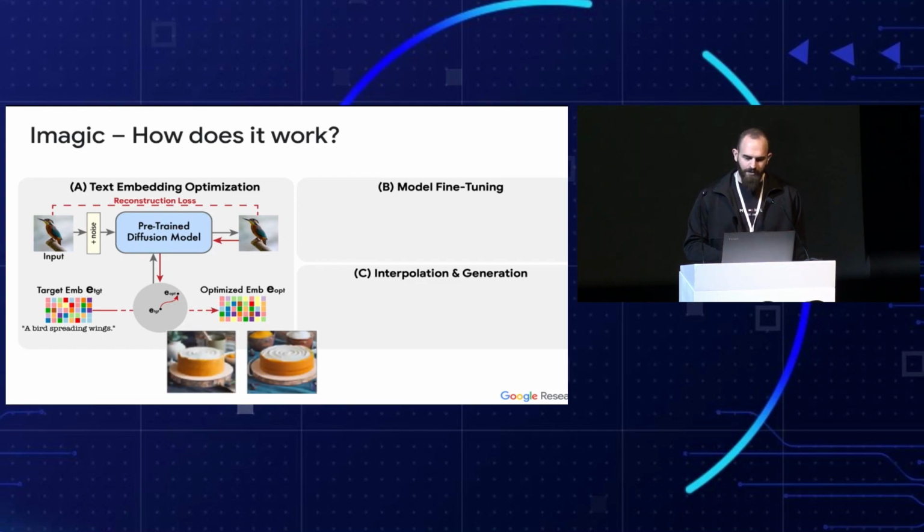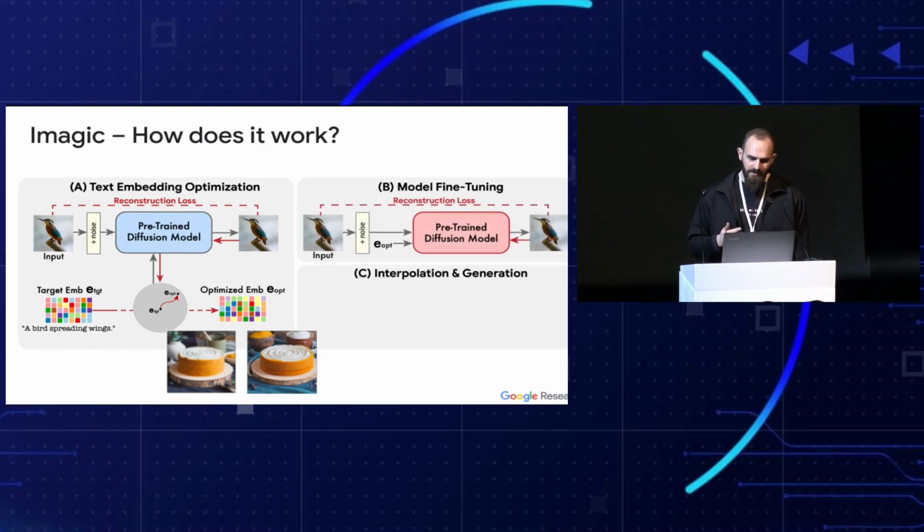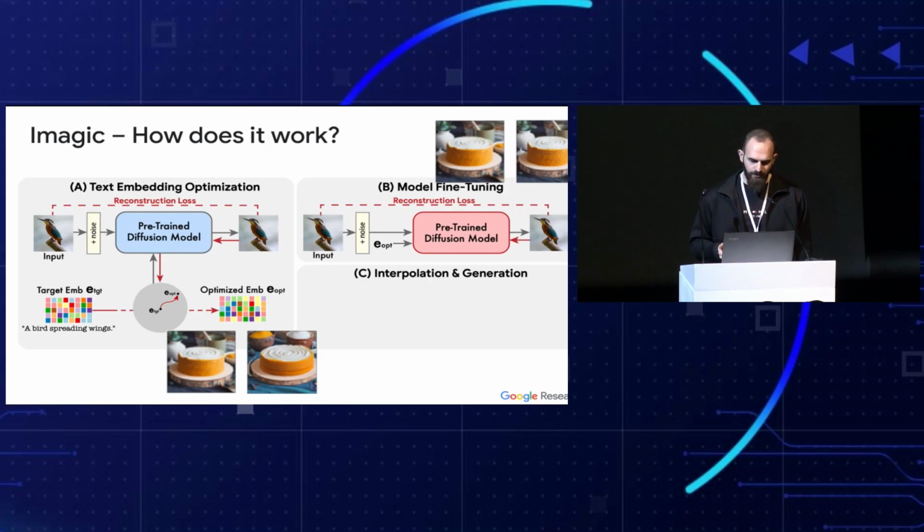For example, if we try it on this cake image, and we take this optimized embedding and pass it through a diffusion process, what we get is an image that somewhat semantically resembles our input image, but isn't an exact reconstruction. So that's why we take this reconstruction loss, and we take this optimized embedding, and we further fine-tune the model in order to better reconstruct the image using this optimized embedding. After this step, we actually get a good reconstruction, an almost perfect reconstruction of the image.